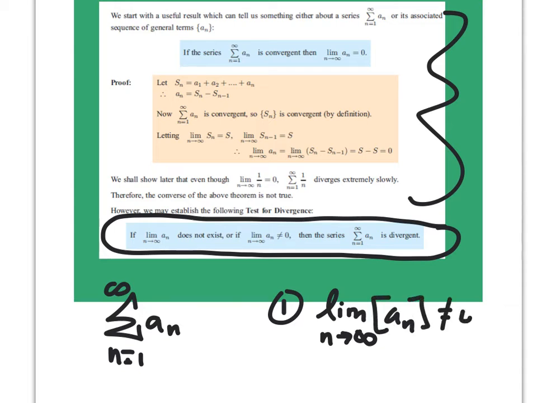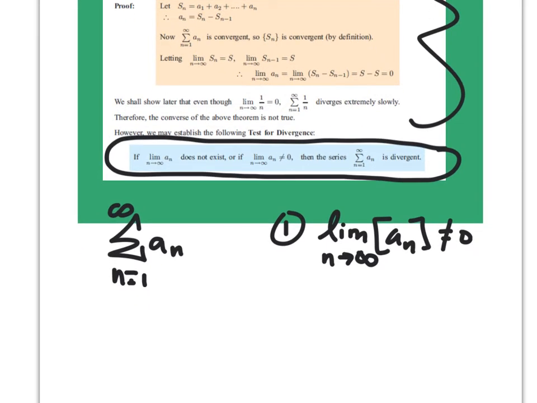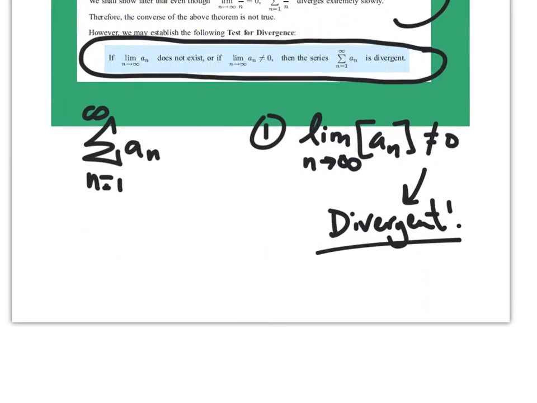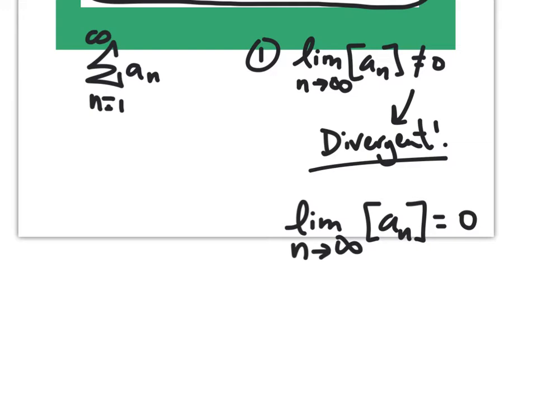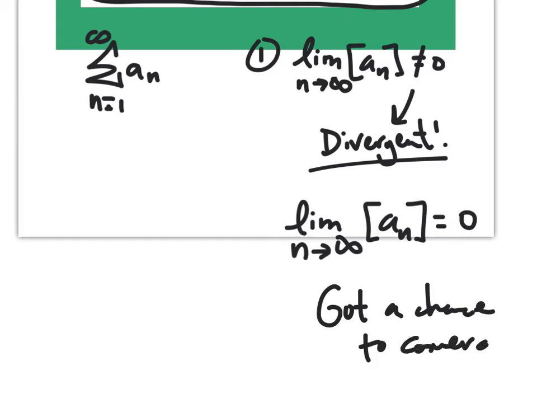Okay, if it doesn't come out to be 0, it's immediately divergent. You can stop right there. You can say series divergent. Okay, if it comes out to be 0, if the limit of that sequence equals 0, all that means is that it's got a chance. It's got a chance to converge. Okay, and then we start our testing. All right, so let's get into this and jump into the ratios.